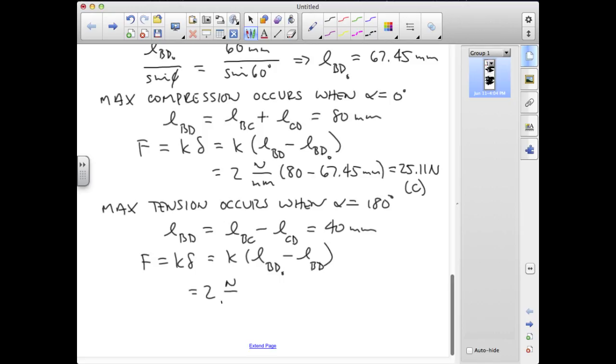2 newtons per millimeter times 67.45 minus 40 millimeters, and that number turns out to be equal to 54.89 newtons, and we'll just make a note that in that case the spring force is in tension.